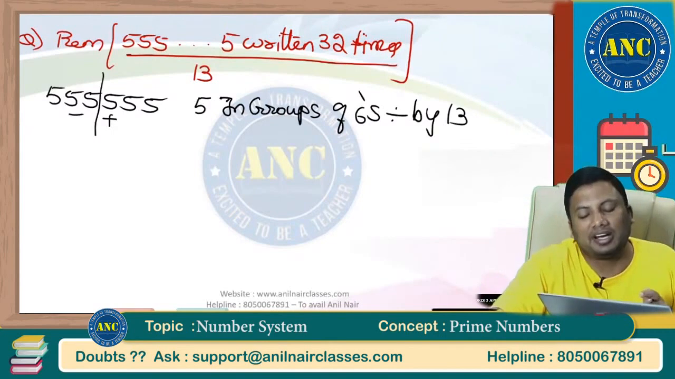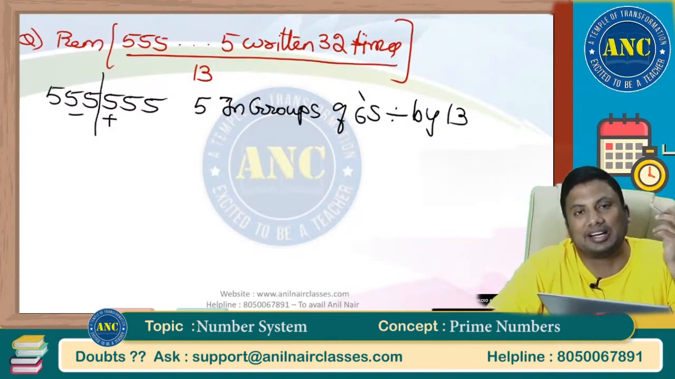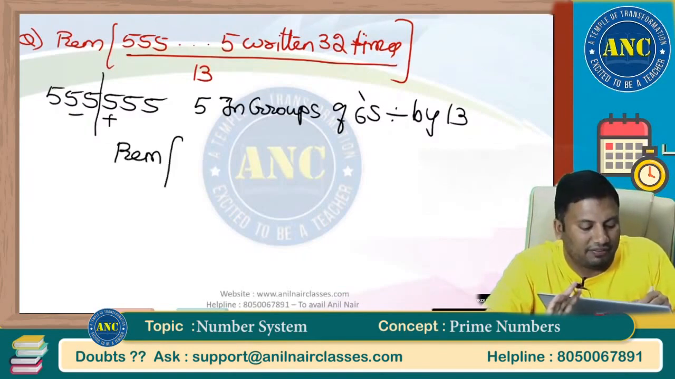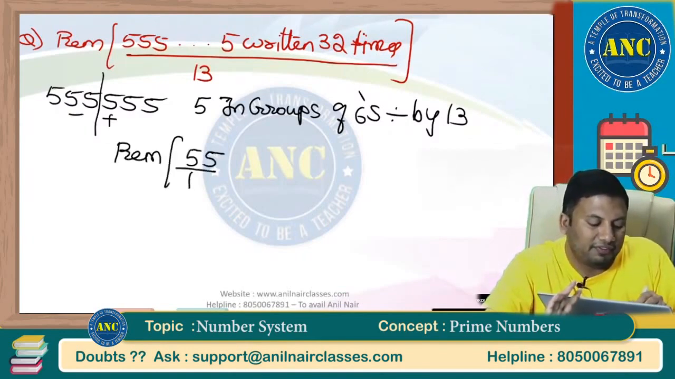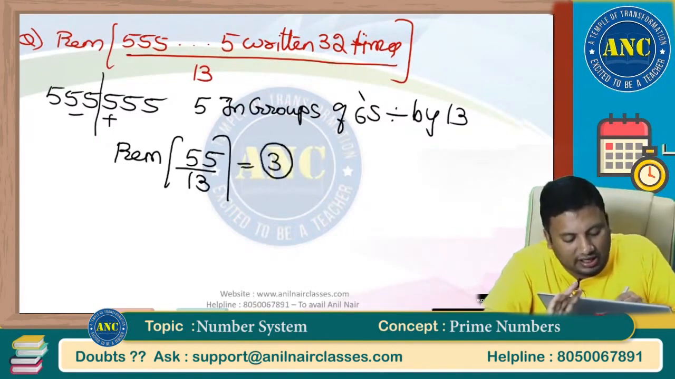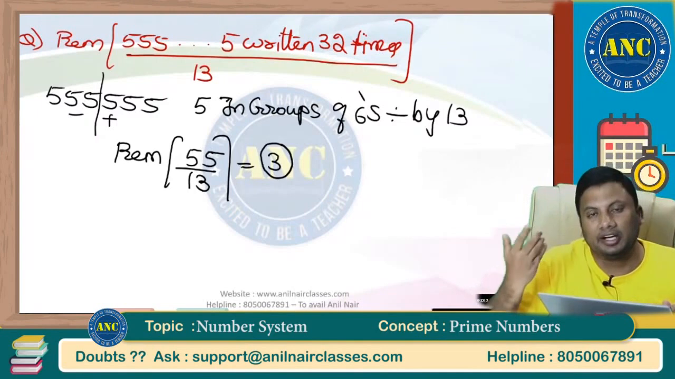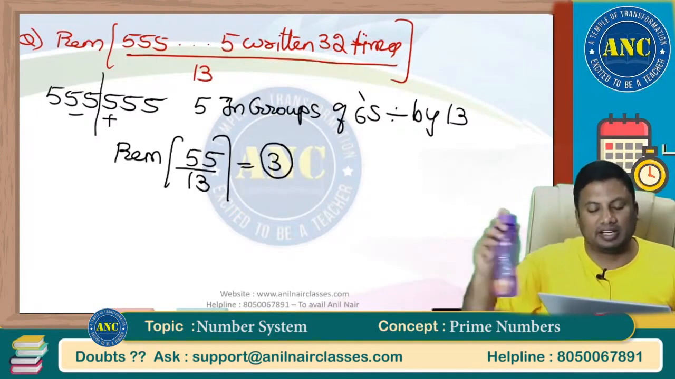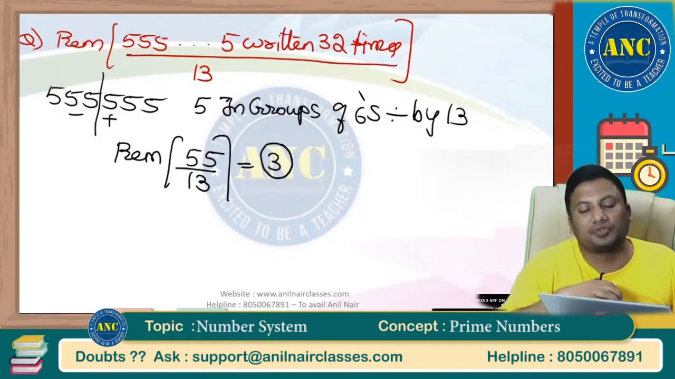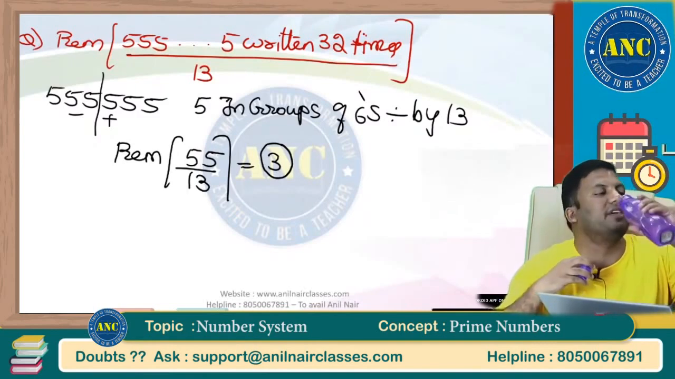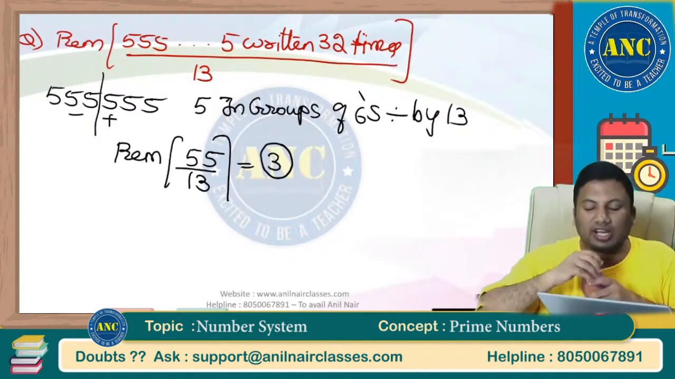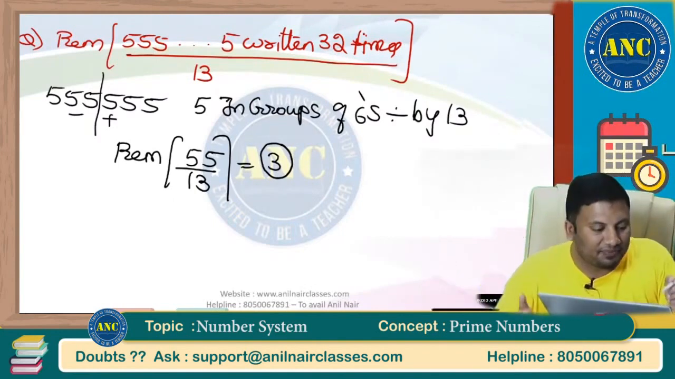Am I right? What is the multiple of 6 that goes up to 32? 6 5s are 30. Remaining is 55. 55 divided by 13. 13 4s are 52. What is the remainder? 3. 5 written in groups of 6 is divisible by 13. 5 written in groups of 12 is divisible by 13. So the remainder is 3.